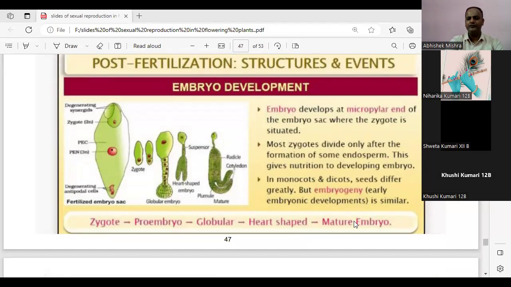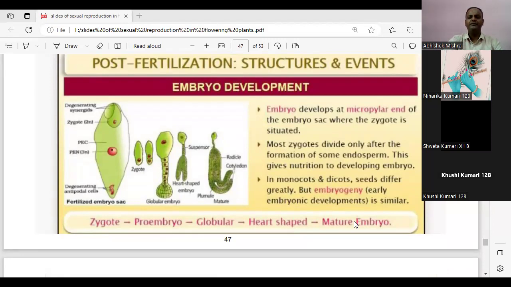Niharika, how is the embryo formed? Unmute yourself. How is the embryo formed? Yes, Niharika. The male gamete which fuses with the egg, after that the embryo is formed.